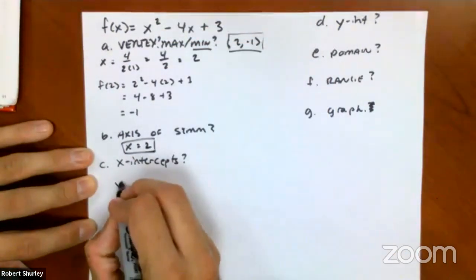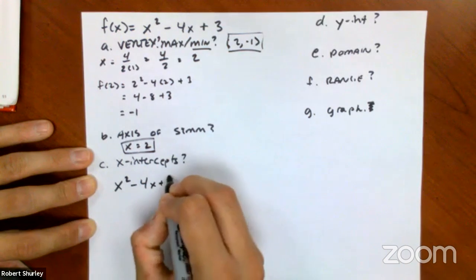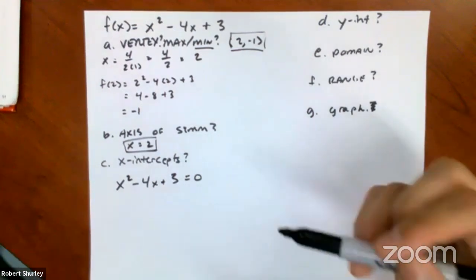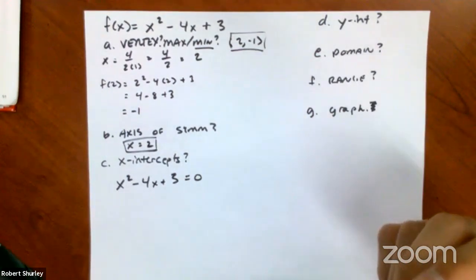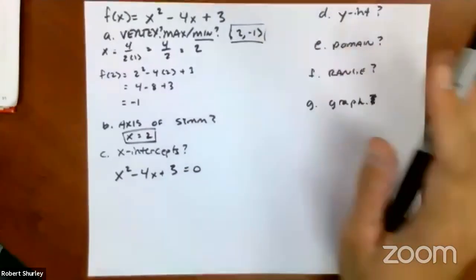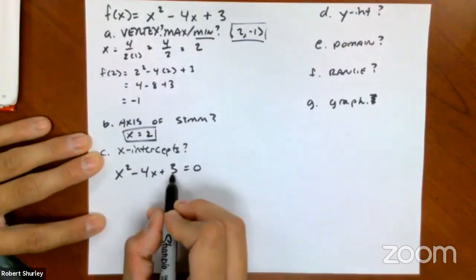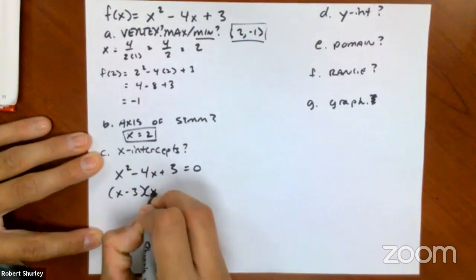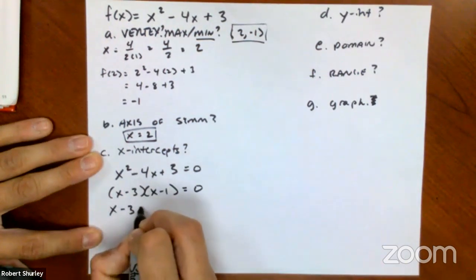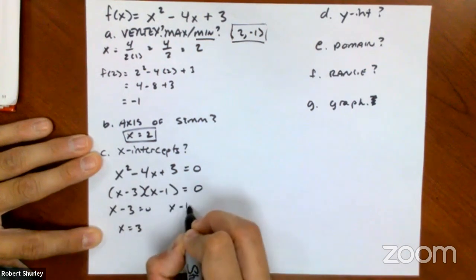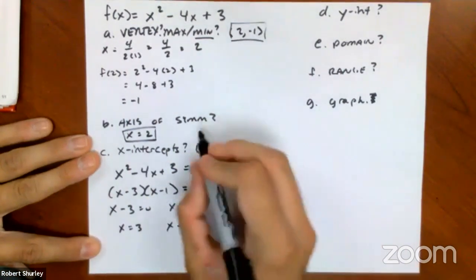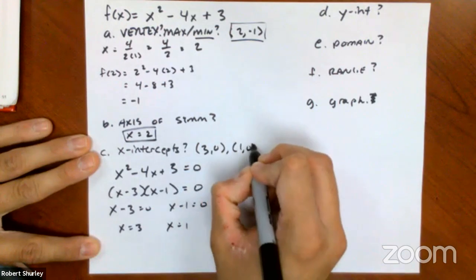X-intercept, so we have to set this whole thing equal to 0. You can use the quadratic on this one, but I want you to get in the habit of seeing if this factors, because we have to know how to factor for the next few sections, period. This does factor: x minus 3, x minus 1 multiplies to get 3 and adds to get negative 4. So we set each one of those equal to 0. So x equals 3 and 1, that's going to be our x-intercepts. I'm going to write them as intercepts: 3, 0 and 1, 0.